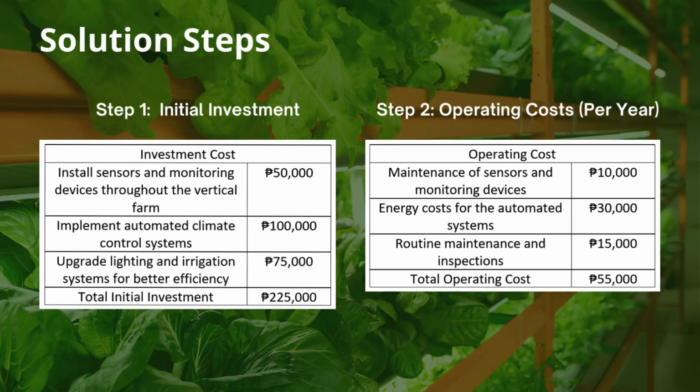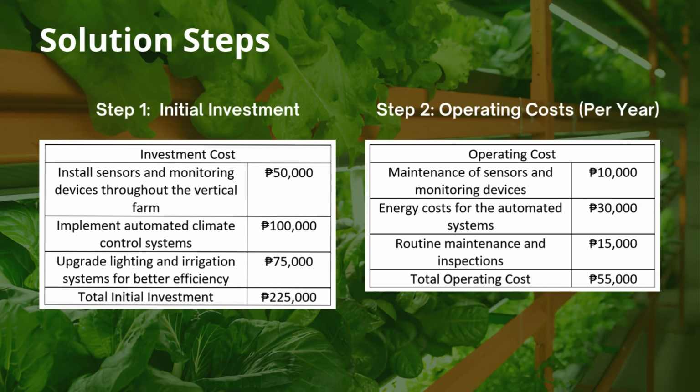Step 1 of our solution is the initial investment. Installing sensors and monitoring devices throughout the vertical farm costs 50,000 pesos. Implementing an automated climate control system costs 100,000 pesos. Upgrading the lighting and irrigation system for better efficiency costs 75,000 pesos. The total initial investment is 225,000 pesos.